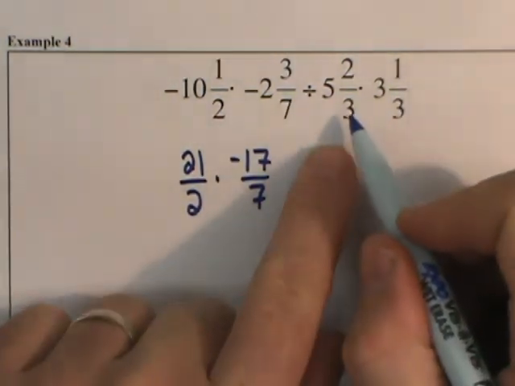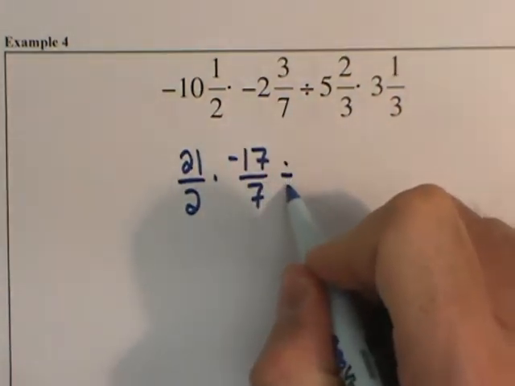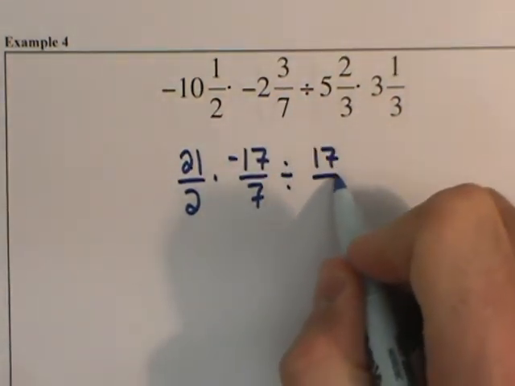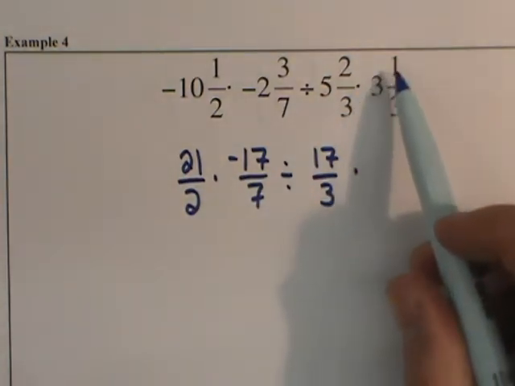Next, I'll say 3 times 5 is 15. 15 plus 2 is 17. So we go divided by 17 thirds. And last, 3 times 3 is 9. 9 plus 1 is 10.